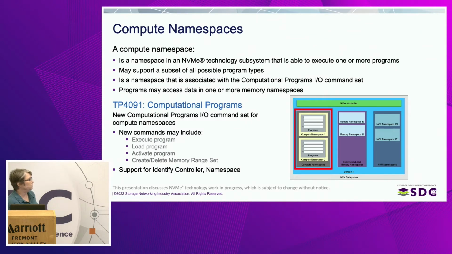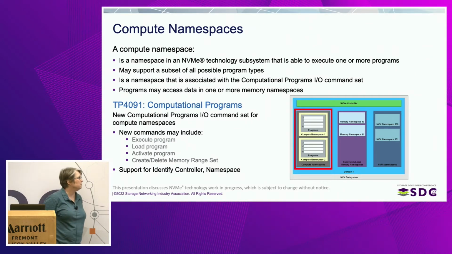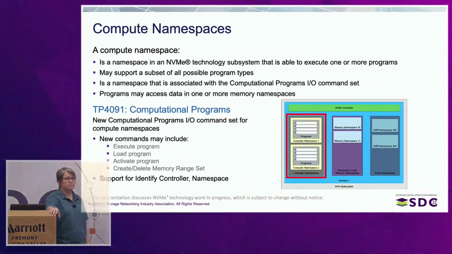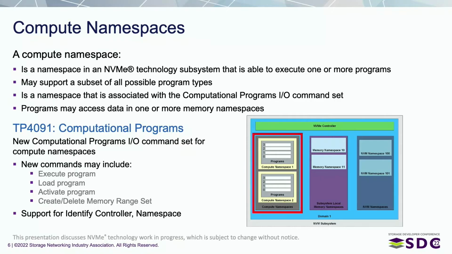So let's talk about compute namespaces. A compute namespace is something that can execute 1 or more programs. It is a namespace that is associated with the new computational programs I/O command set. That I/O command set is being defined in TP 4091, shown in blue here. The programs may access data in 1 or more memory namespaces, where the data is indicated when the program is executed. You can see the compute namespaces in the diagram with the red box around them. Those are the ones we're talking about.